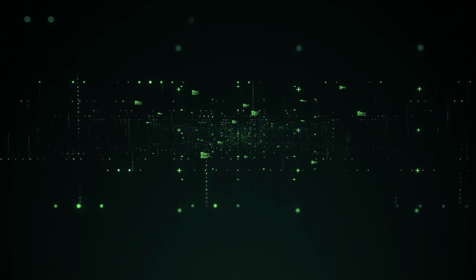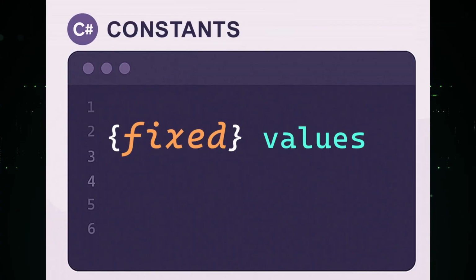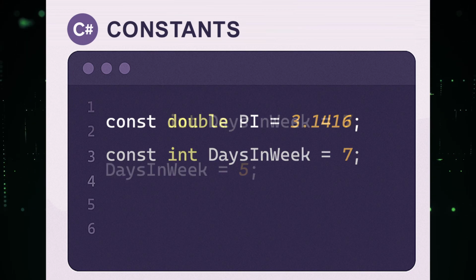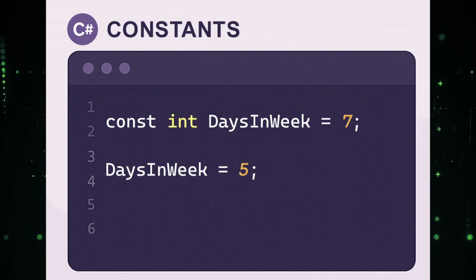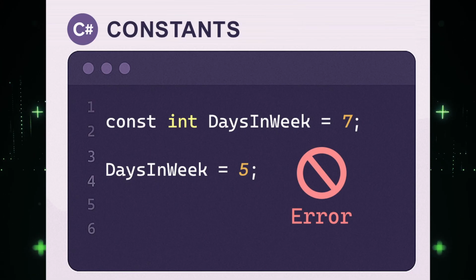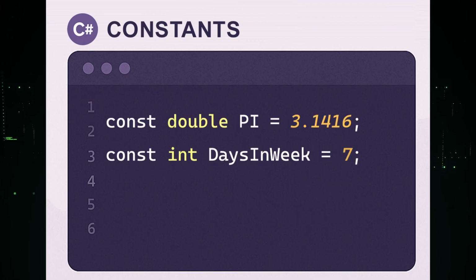Constants. Now, what if you don't want a value to ever change? For example, the value of pi or the number of days in a week. These should stay fixed. That's where constants come in. Once you set a constant, its value cannot be modified later. If you try, C# will throw an error. Use constants for fixed values to make your code safer and easier to understand.